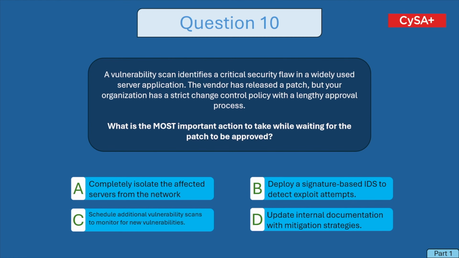Okay. So for a situation like this, it's important to balance risk mitigation with business needs. Ideally, we would isolate the affected server from the network, but the scenario specifically points out that it is a widely used server application, meaning it's likely business critical, right?